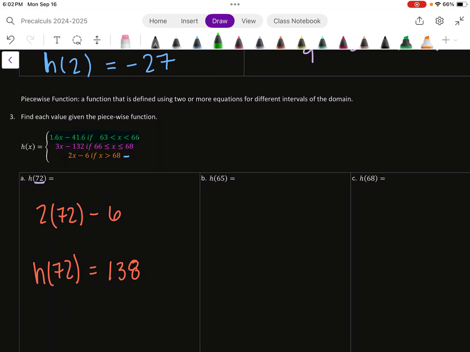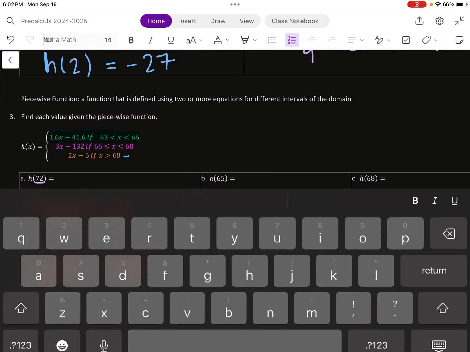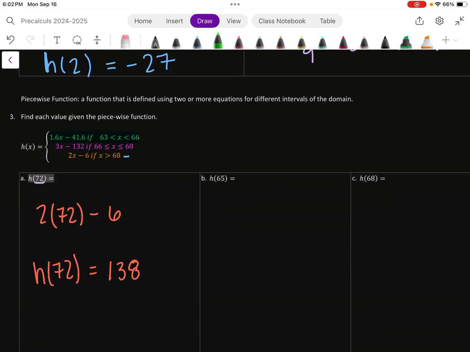All right, now we'll go to 65. Oops. 65 here.